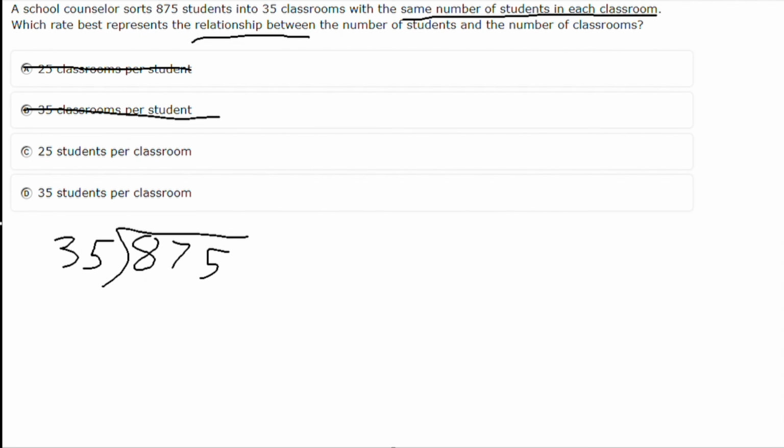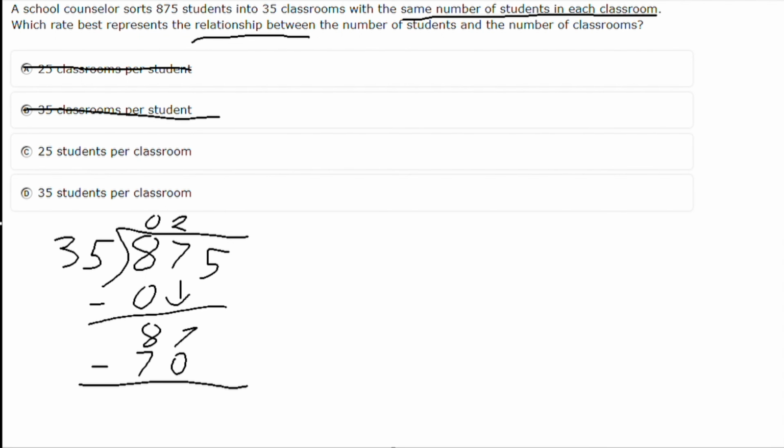So 35 can't go into 8, so that's going to be a 0. Use multiply and subtract. We get 8, bring down the 7. 35 goes into 87 how many times? That'll be 2 times. 2 times 35 is 70. Subtract, we get 1 and 7, bring down the 5. All right, how many times can 35 go into 175? Let's try 5.